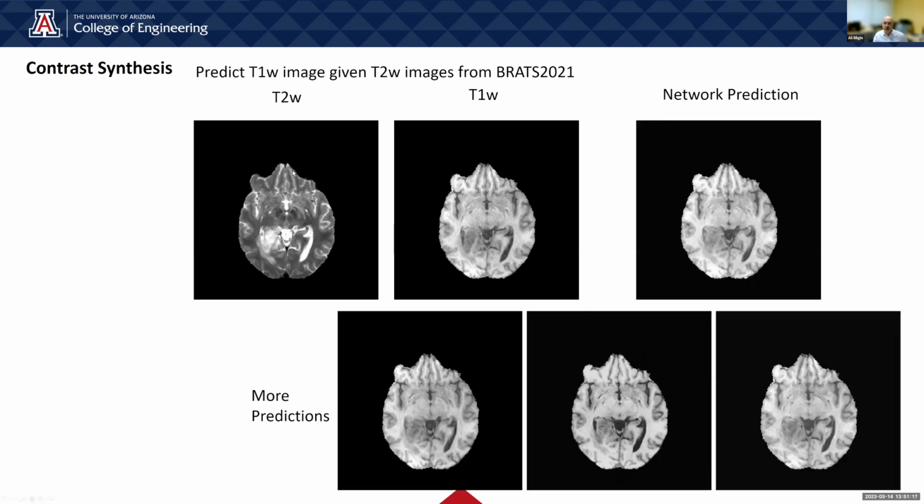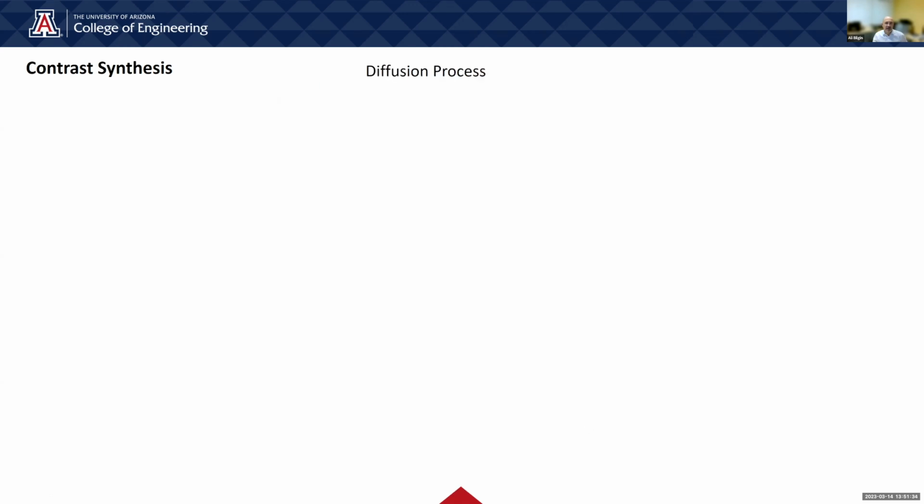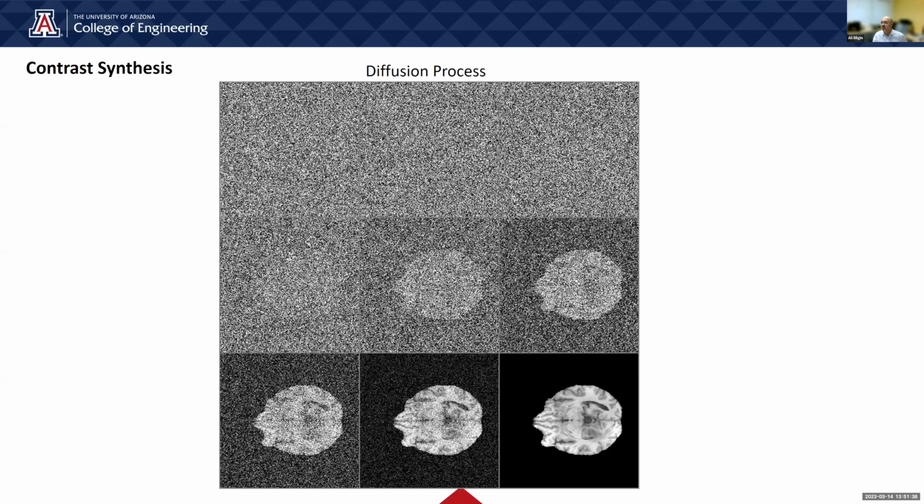So this is the T2 weighted image. This is the T1 weighted image that's unknown to me. This is just the truth, if you will. And then here are some samples that are generated using diffusion guidance. All right. So I also wanted to include this just for visualization.